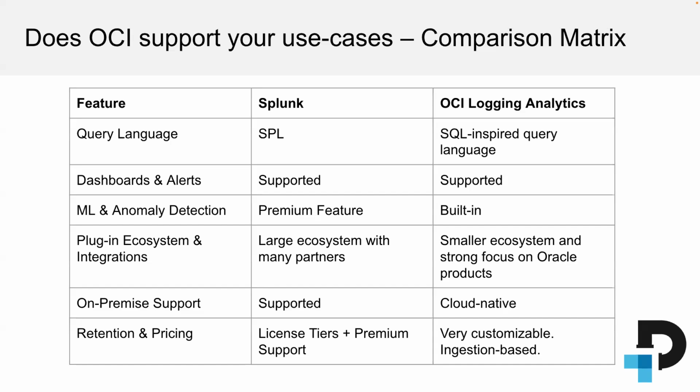So around machine learning anomaly detection, both of them have it. In Splunk, it's a premium feature. The nice part about Oracle OCI logging analytics is it's already built in. So you just get it as part of using OCI logging analytics.